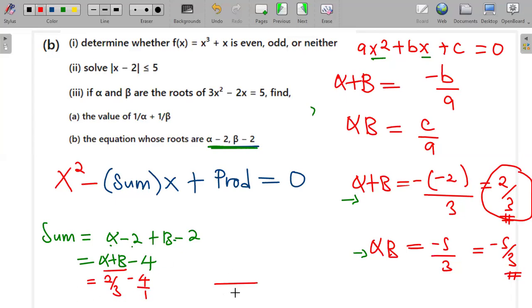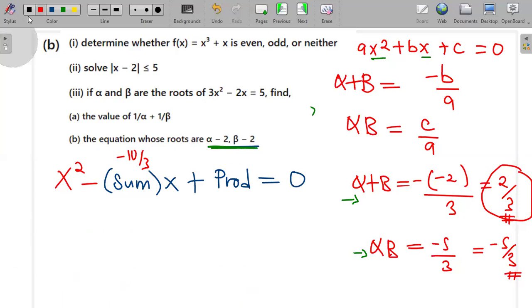The common denominator will be 3. 3 into 3, 1 multiplied by 2, 2 minus 3 into 3, that will be 3. I mean 1 into 3, that would be 3. And then 3 multiplied by 4 there, that is 12. So this is just going to give me minus 10 over 3. Okay, so this is the sum of the roots. So the sum of the roots here, we're going to put minus 10 over 3.